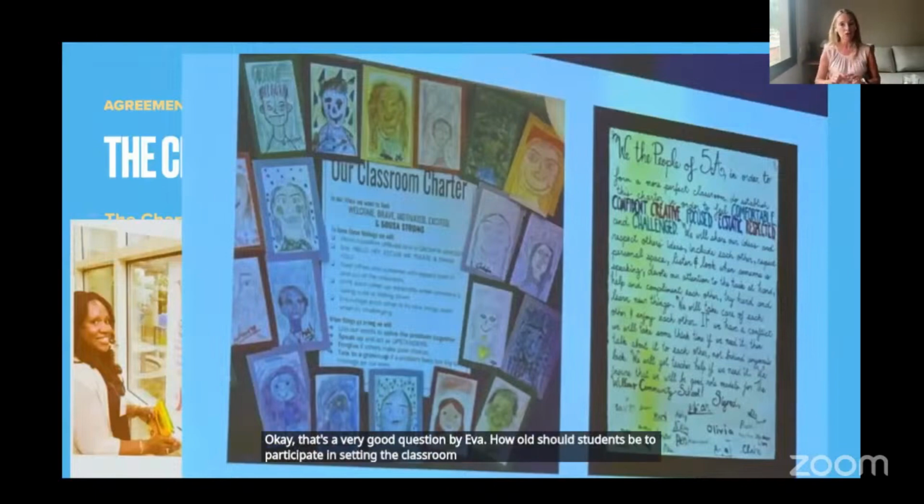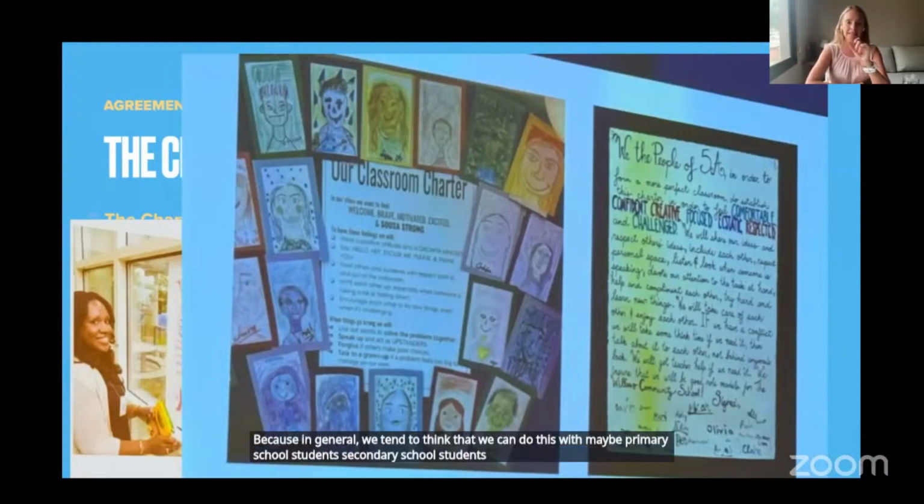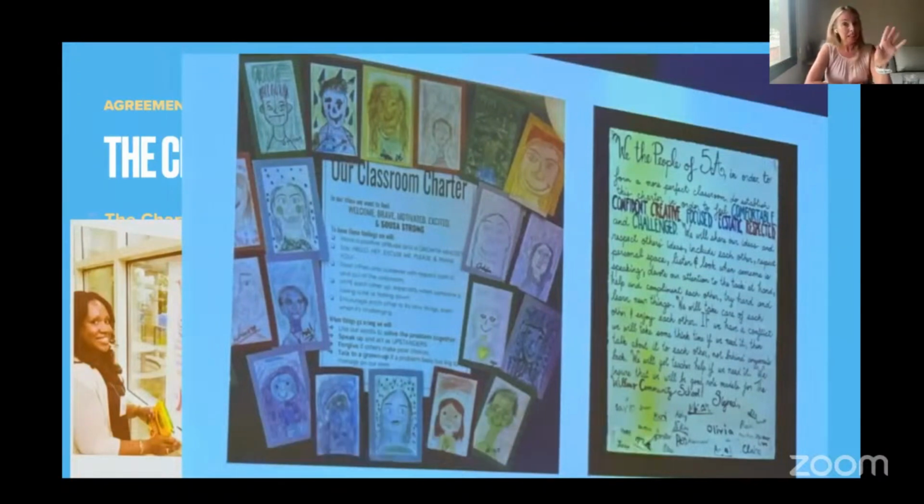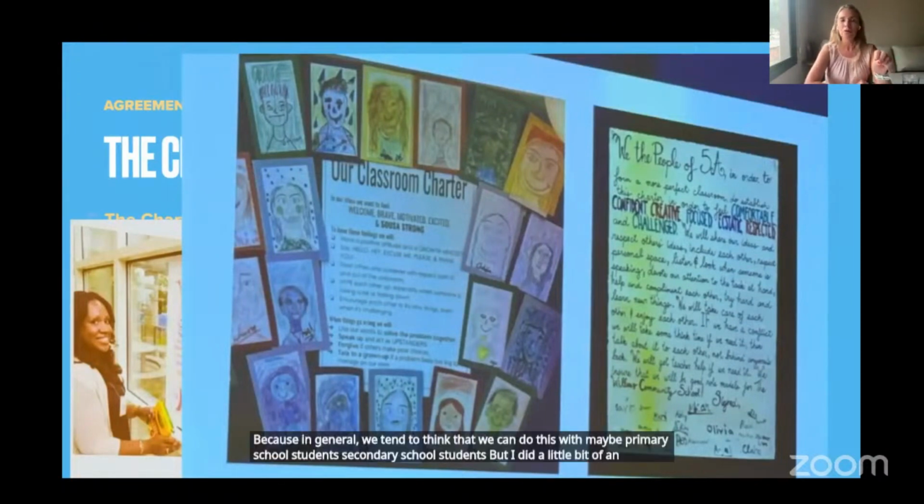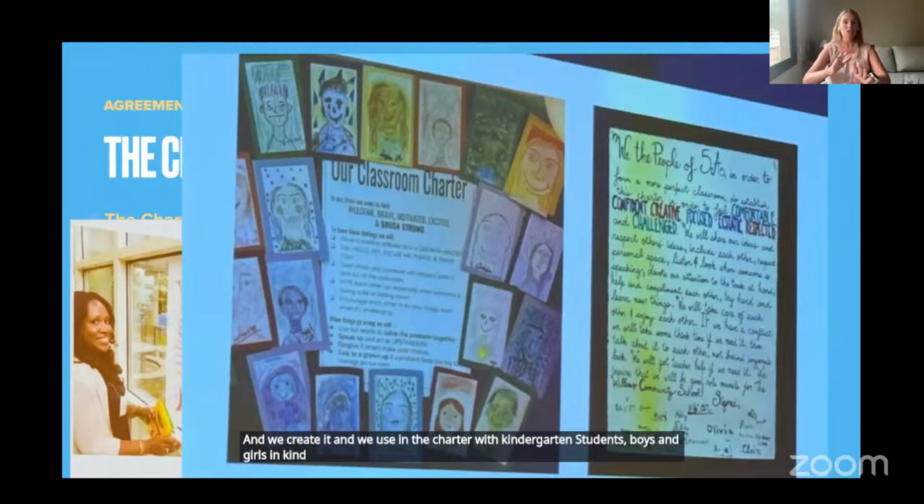This is a very good question, because in general, we tend to think that we can do this with maybe primary school students, secondary school students, but I did a little bit of an experiment. I have to share this with you, and it worked out really well. And we created and we used the charter with kindergarten students, boys and girls in kindergarten. And of course, this was not written, okay, but we used different images.